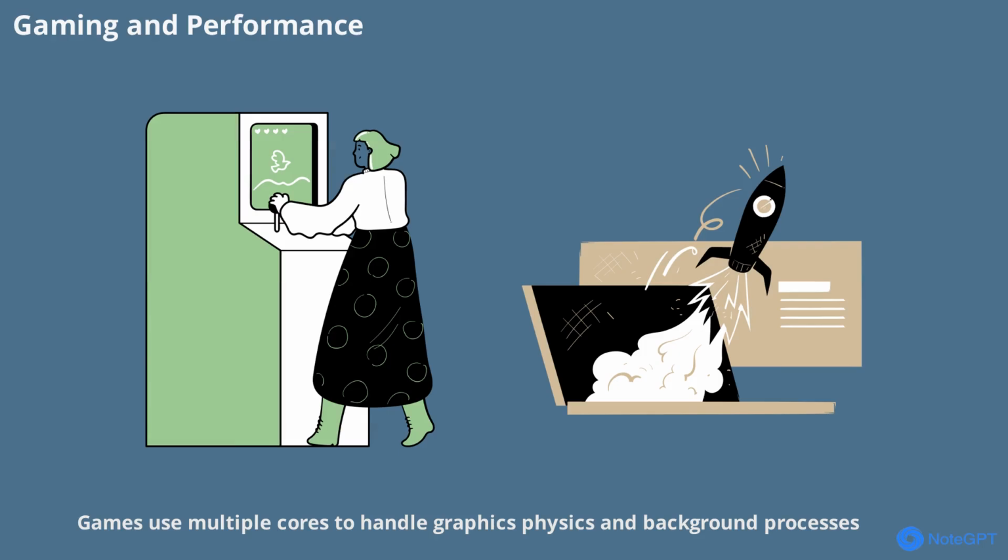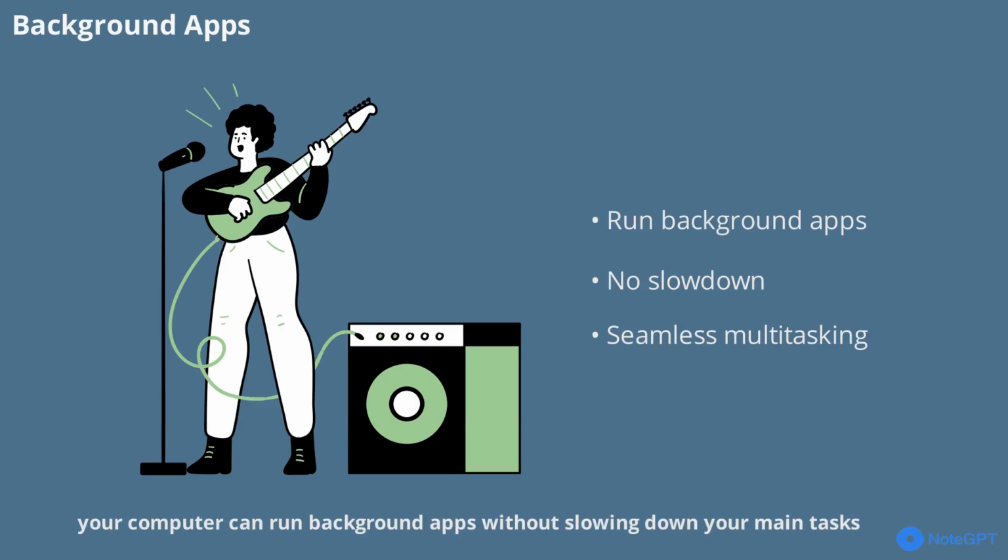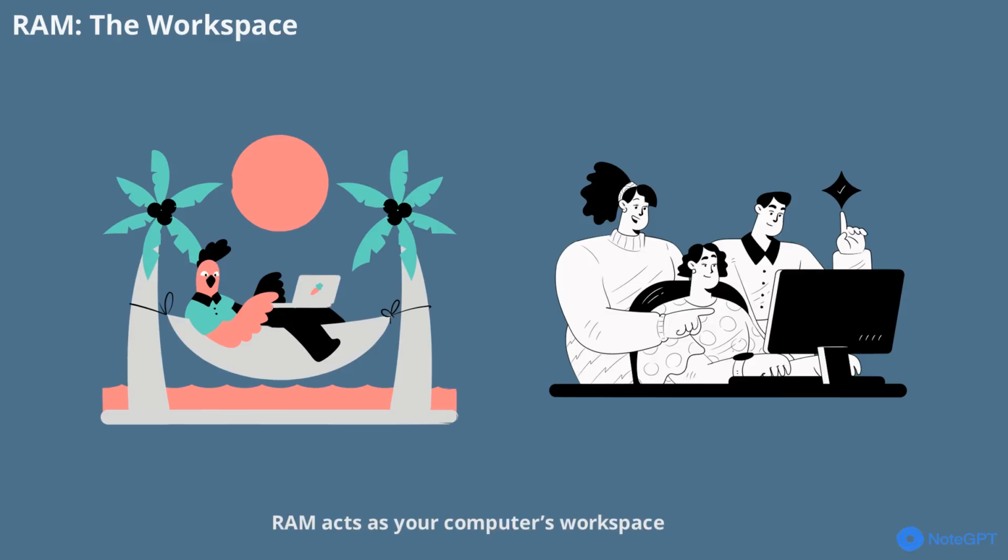Games use multiple cores to handle graphics, physics, and background processes, making gameplay smoother and more immersive. The same goes for video editing and other demanding applications. With multi-core processors, your computer can run background apps without slowing down your main tasks. This means you can listen to music, download files, and chat with friends while working or gaming, all without missing a beat.